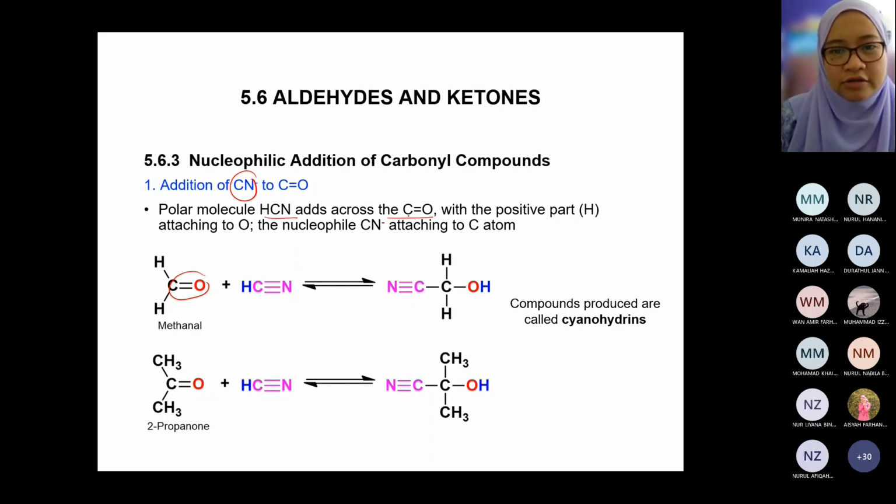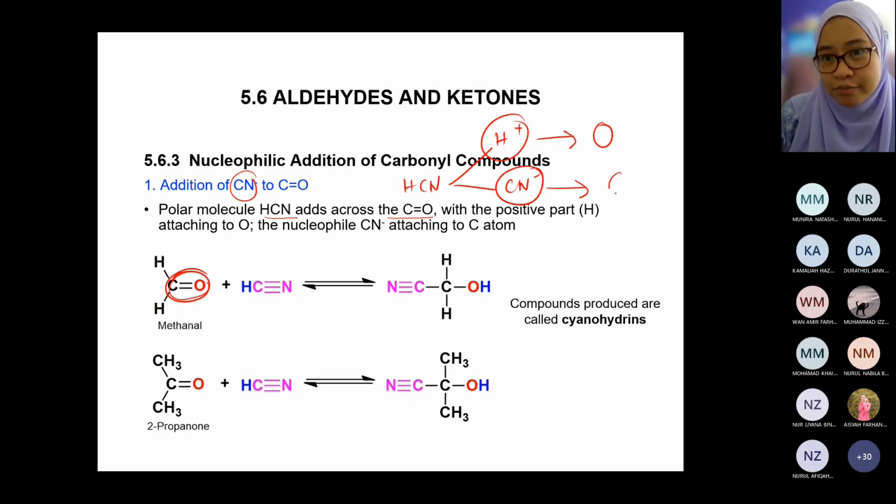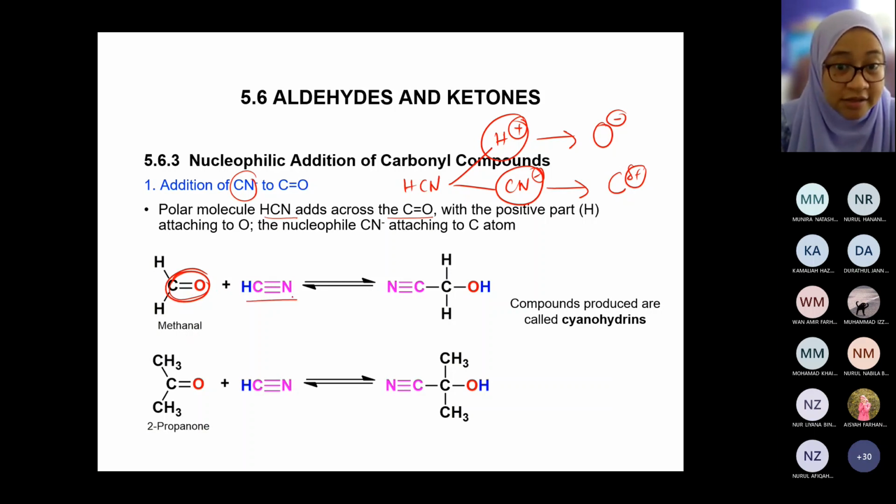So it adds across the C double bond O, with the positive part, hydrogen, attaching to O. We have HCN, so it will produce H and CN. So H plus will attach to O, this C double bond O, whereas CN will attach to carbon. Because carbon is slightly positive and oxygen slightly negative, so positive and negative mix well. They attract. So HCN is the reagent.